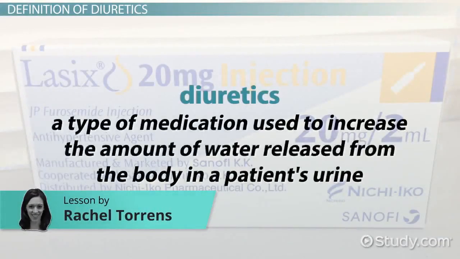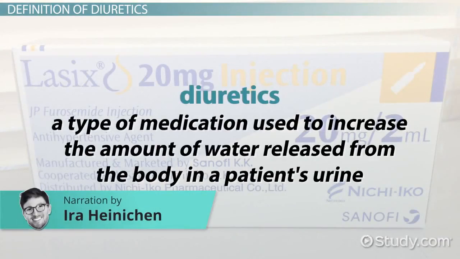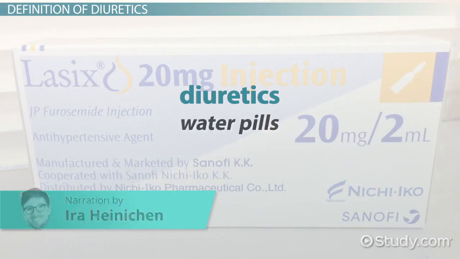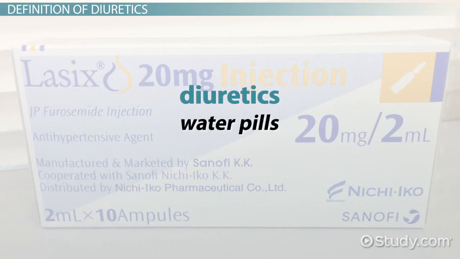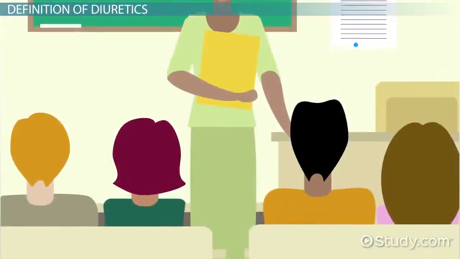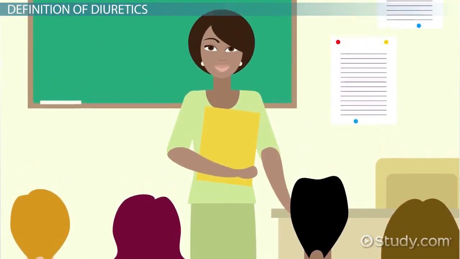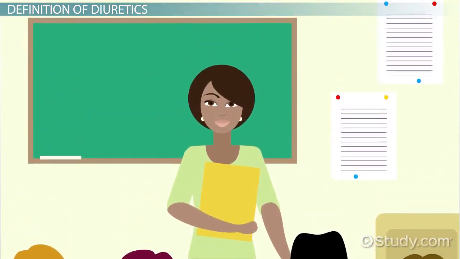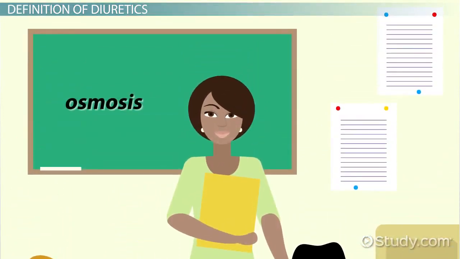Diuretics are a type of medication used to increase the amount of water released from the body in a patient's urine. In fact, diuretics are commonly known as water pills. Now, to explain how diuretics work, we are going to take a trip back in time to your 8th grade science class. Remember the term osmosis?